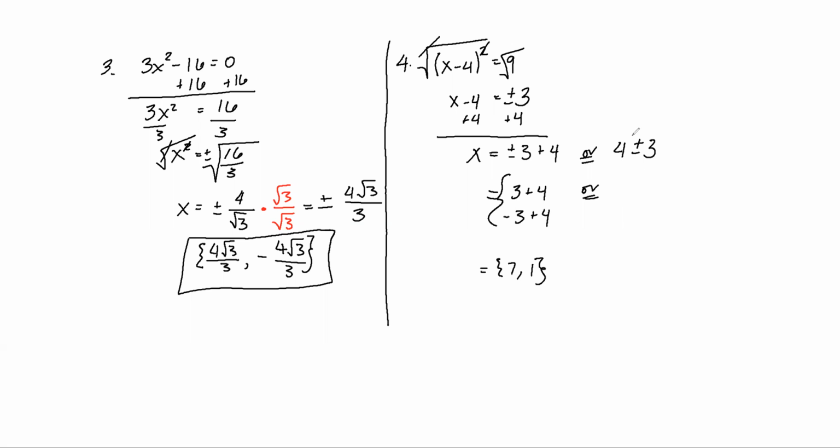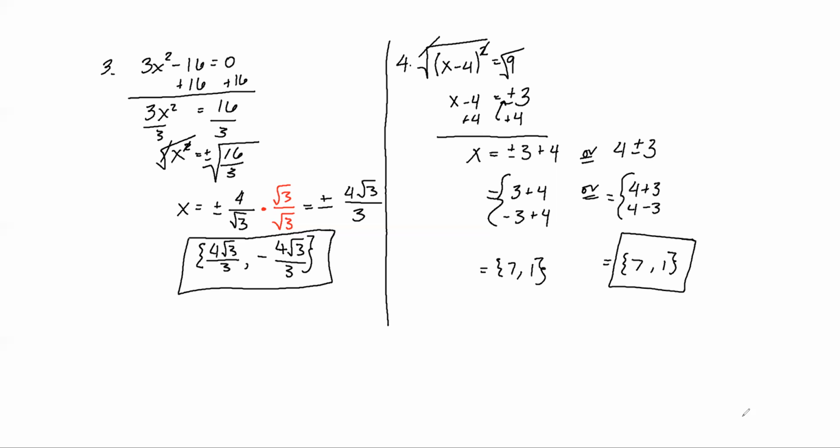Or if you wanted to do it this way, this looks a little bit nicer in my opinion. On the top, we have 4 plus 3. And on the bottom, we have 4 minus 3. Either way, we end up with 7 and 1. So whichever one you like better, I would stick to it. I'm going to be doing the second way where you put the number that you're moving over in the front.